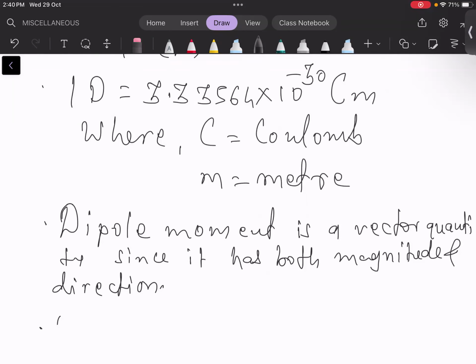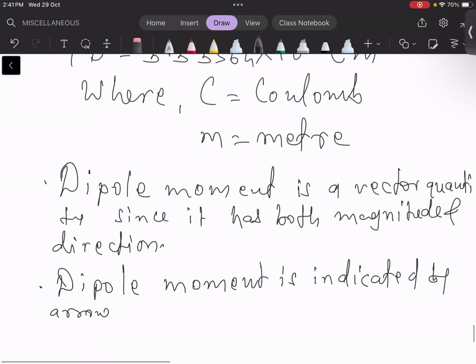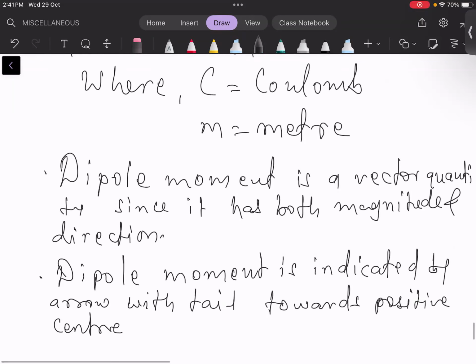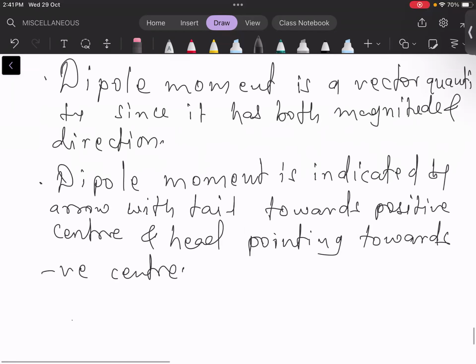Okay. Dipole moment is indicated by an arrow with the tail towards the positive center and the head pointing towards the negative center. Best example is HF.